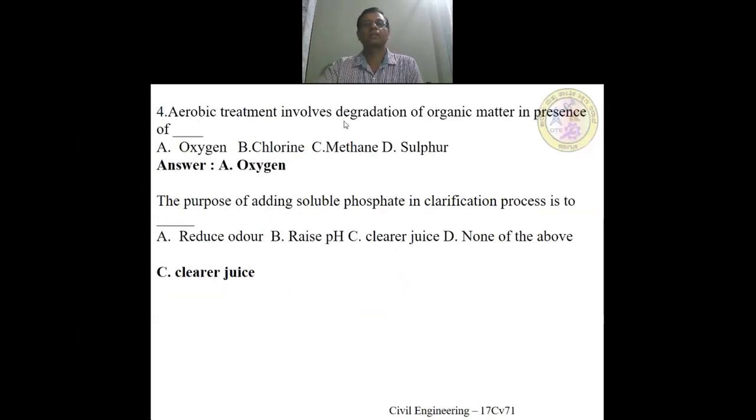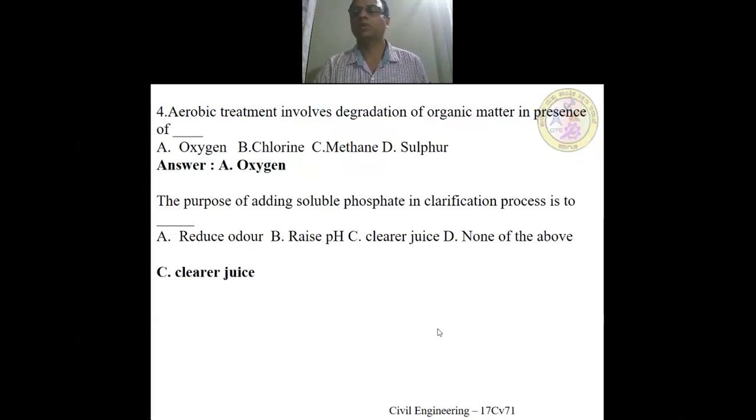Generally, these impurities are nothing but suspended solids. The aerobic treatment involves degradation of organic matter in the presence of oxygen. Because it's aerobic treatment, in lagooning we are going to remove this BOD. The purpose of adding soluble phosphate in the clarification process is to clear the juice. So you remove the dissolved or suspended solids from the juice. So clear juice will go for the next process.